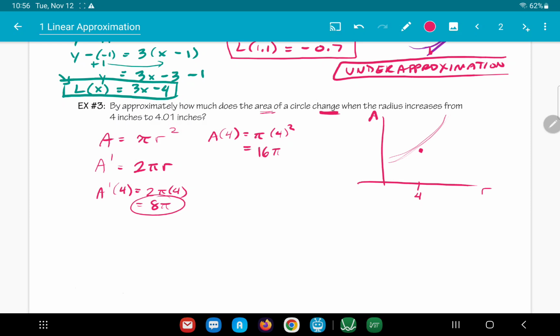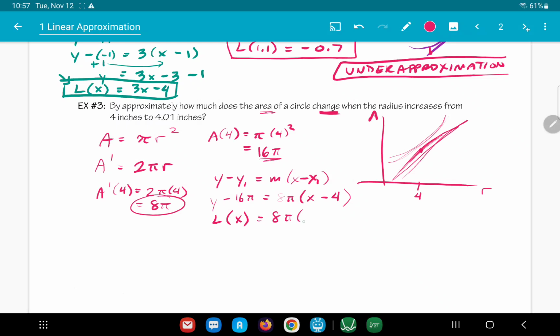So if we were to plug in A of 4, then we get pi times 4 squared, or that gives us 16 pi. Again, let's write this in its tangent line approximation form, which is going to be y minus y1 equals m times x minus x1. And our values are, the y value itself is the A, which is 16 pi. The m, the slope, is 8 pi. X minus, and this is when the x value is 4, just like that. Moving a couple things around, we see that the L of x is equal to 8 pi times x minus 4 plus 16 pi. I'll actually leave it in that form right there.